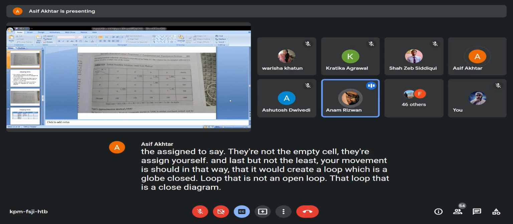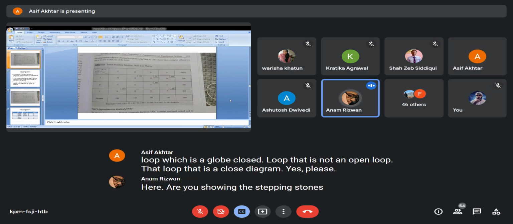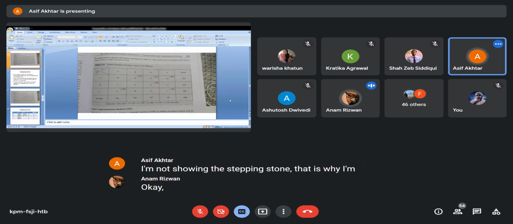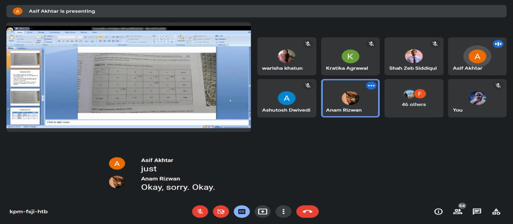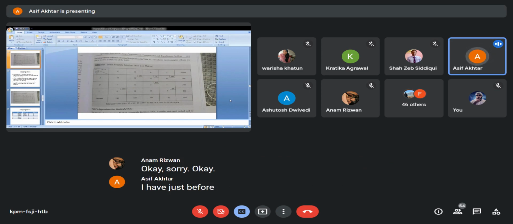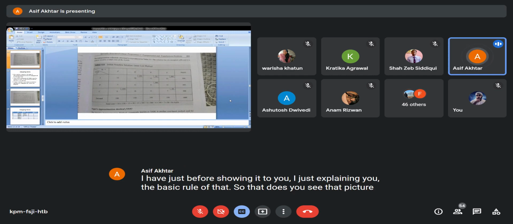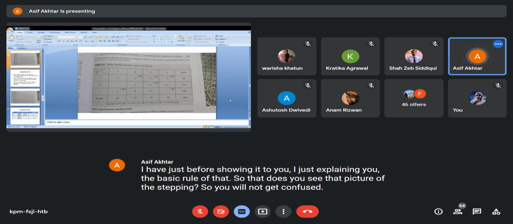Excuse me, sir. Yes, please. Sir, are you showing the stepping stone slide? It's not visible on the screen. I'm not showing the stepping stone slide yet. Before showing it to you, I am just explaining the basic rule, so that once you see that picture of the stepping stone, you will not get confused. I have not shown it yet, I am only telling you.